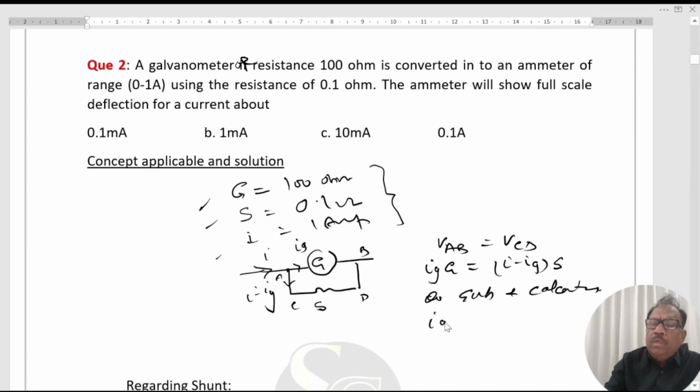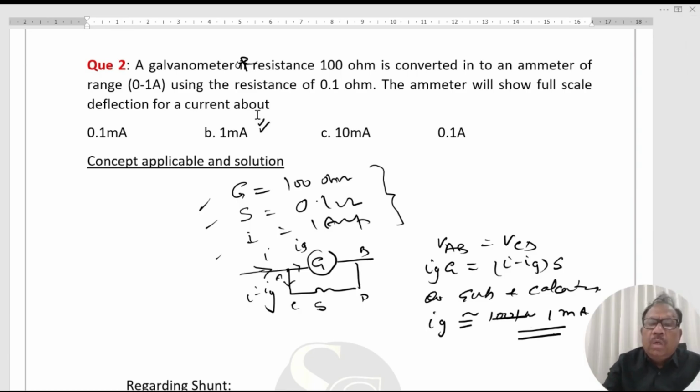On substituting and calculating, we get Ig approximately equal to 1.001 milliampere, so we get 1 milliampere approximately. So B option is the correct one.